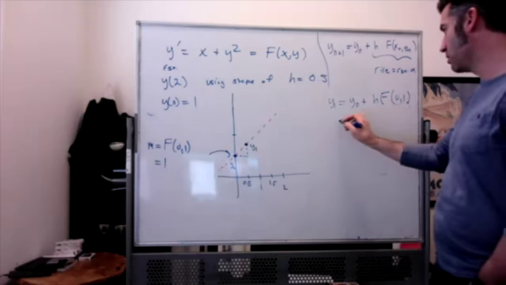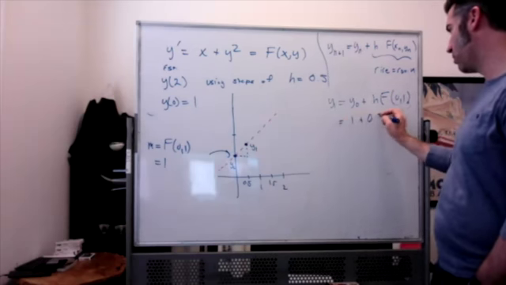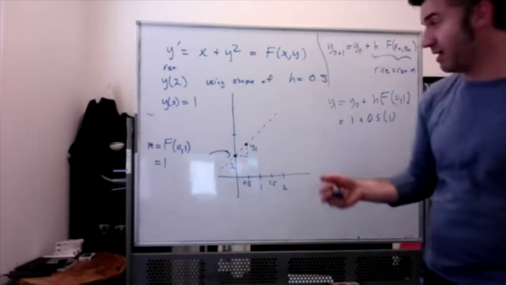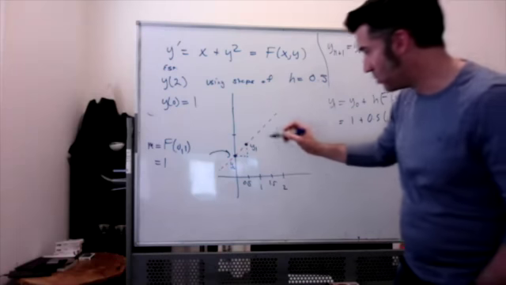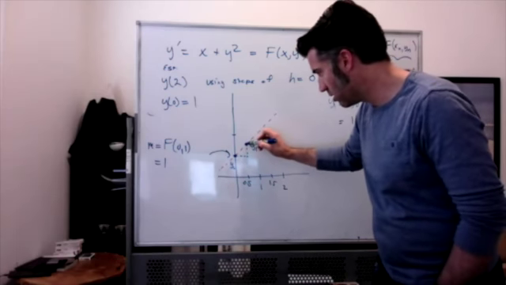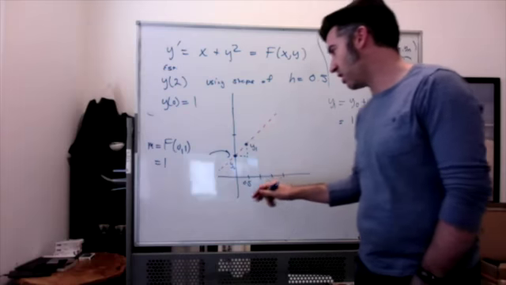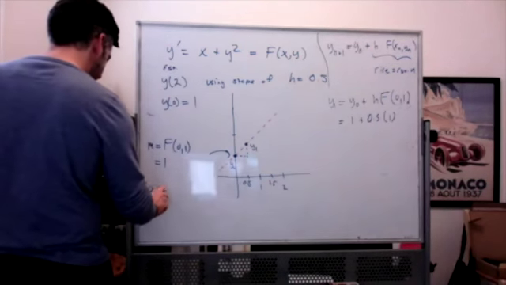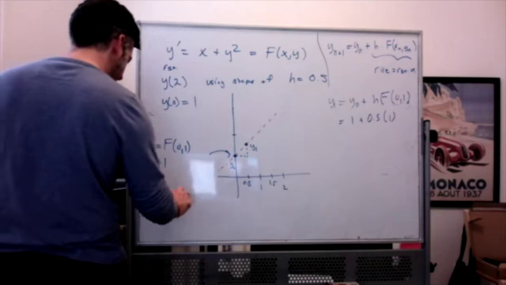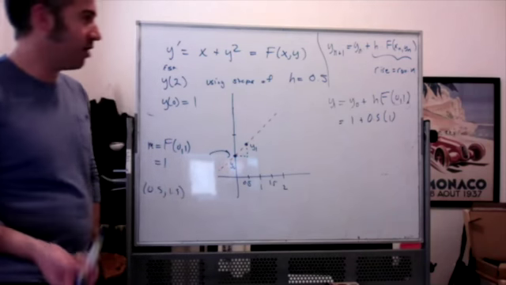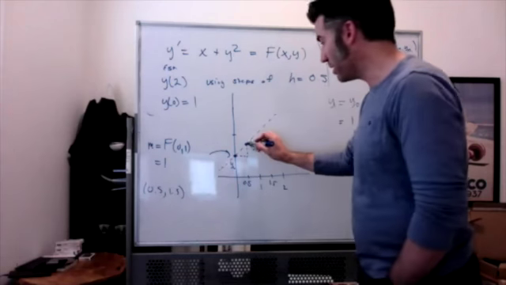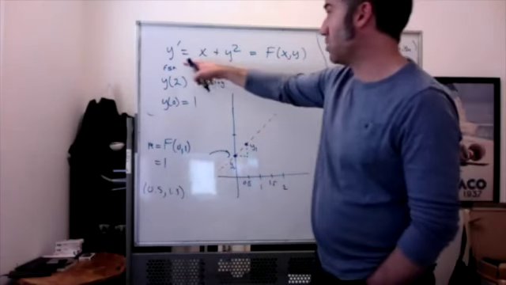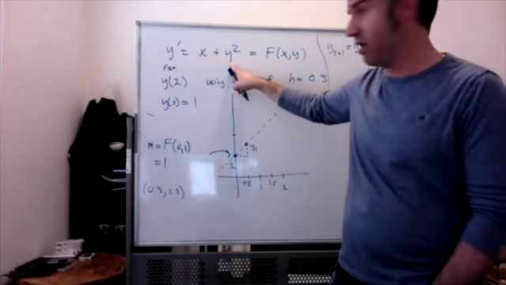Which ended up being 1 plus 0.5 times 1. Okay, so the way we find the next one is we do the same thing. We start here at the point, let's see, so this next point here is 0.5 comma 1.5. And we say, okay, at that point, what's the slope of the tangent line? So we use the differential equation, and things are going to get ugly now.